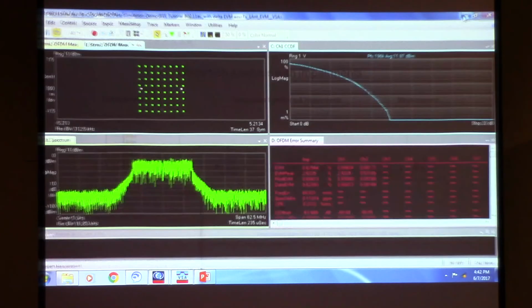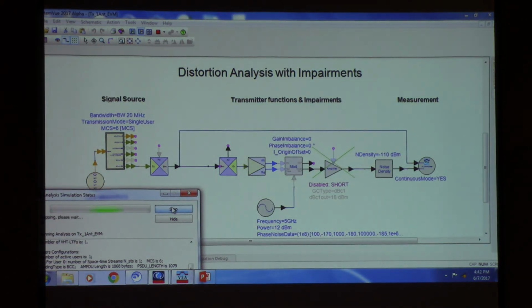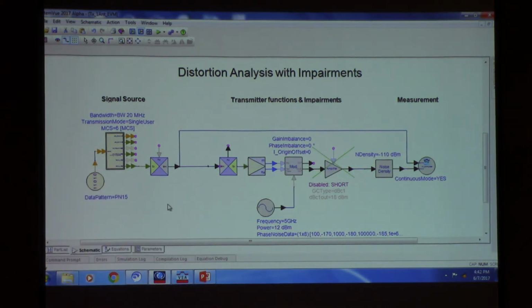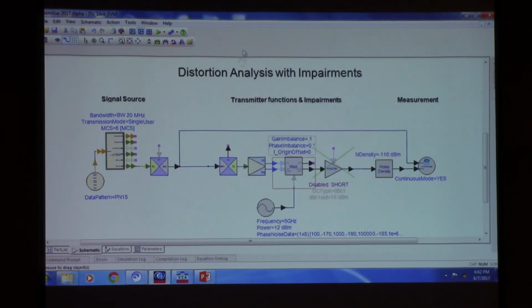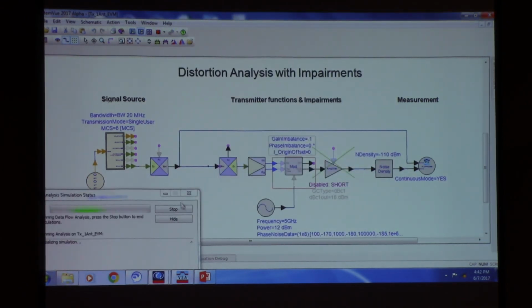So let me go ahead and stop this and let's add some IQ impairment. Randy talked about, with signal generators, typically we have baseband IQ going into a SIGGEN. You have to worry about IQ offset, gain imbalance, phase imbalance, that sort of thing. So let's take an IQ modulator, and to this we have a gain imbalance in terms of dB. Let's start with 0.1 dB and see how that impacts the constellation and EVM.